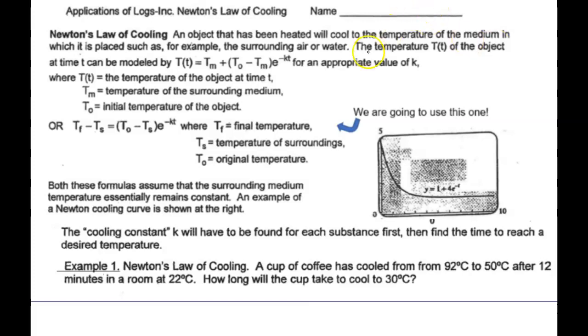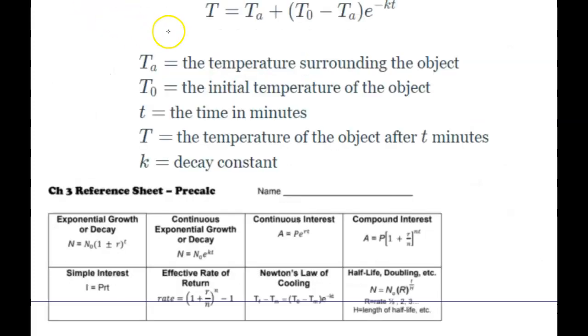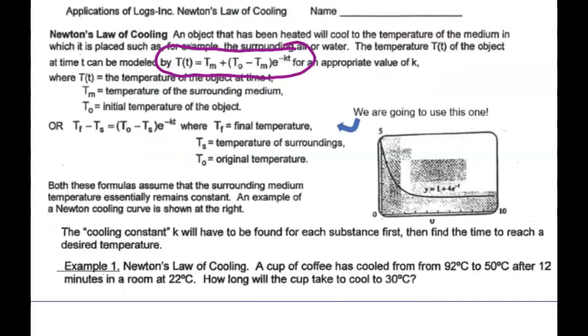The temperature of the object can be modeled by this. Now, for some reason, this is a great reflection of this. Looks exactly like this, okay? A little bit different. They use M instead of A here. But for some reason, on your reference sheet, it looks more like this. I apologize. I should have made it look like this.